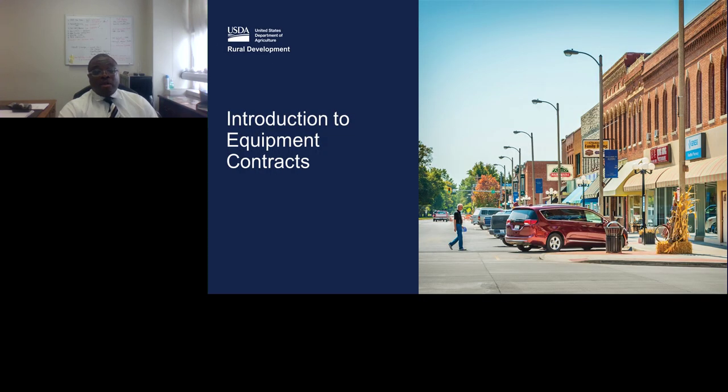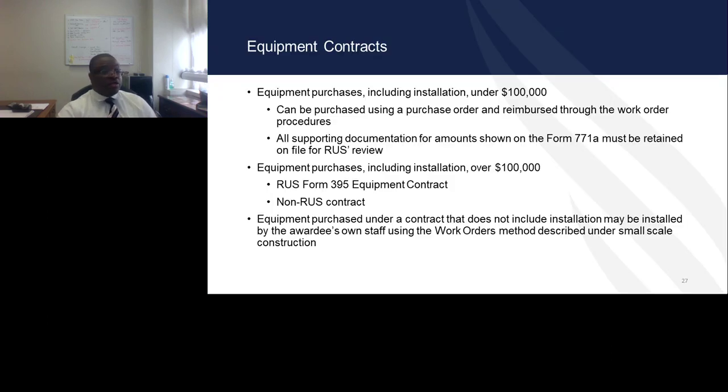Next slide, I will be covering equipment contracts. For equipment contracts, small-scale construction methods could be used, as mentioned earlier, for contracts including installation that fall under the $100,000 threshold. These could be purchased using purchase orders and reimbursed through the work order process, or it could also use a standard contract.